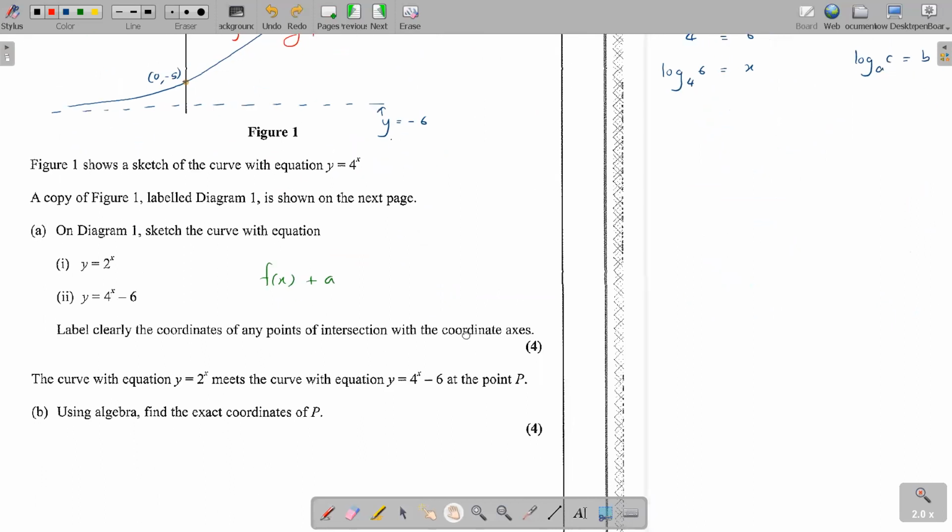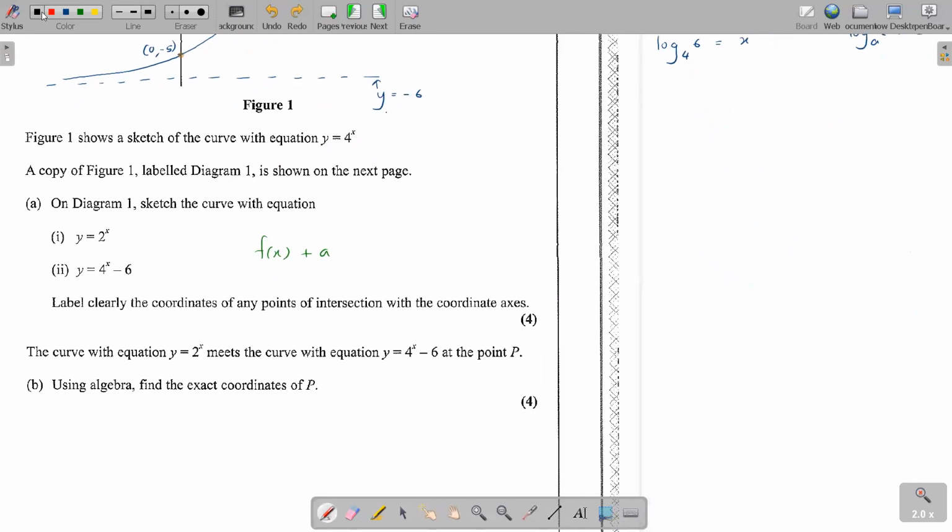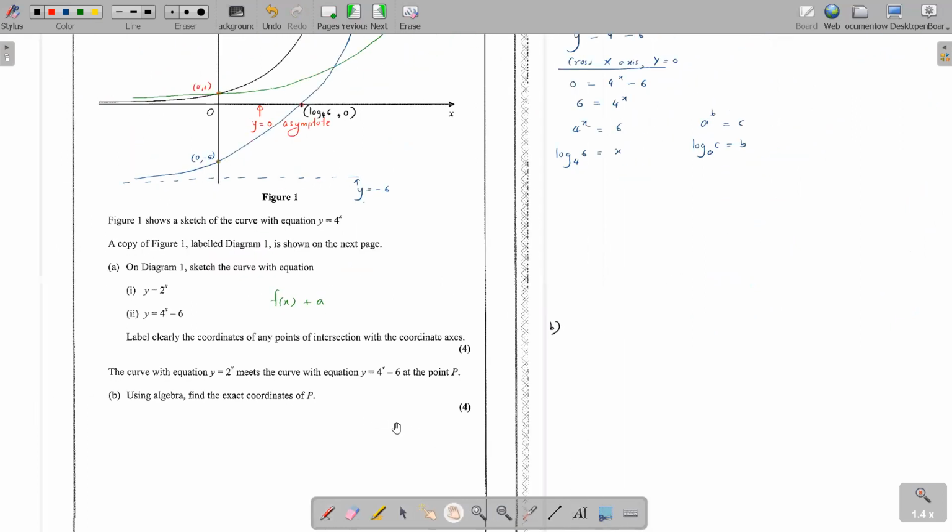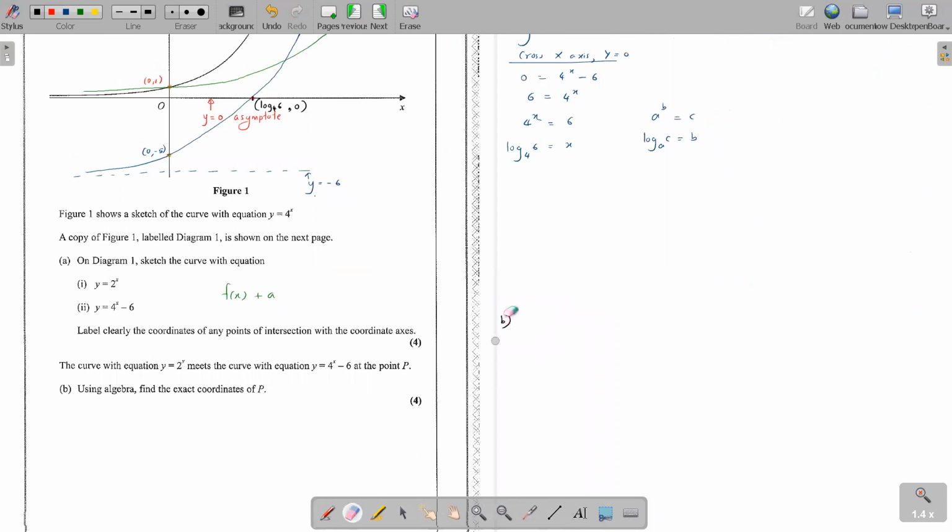So obviously, how do you find the place where two curves meet? When two curves meet, the method we use is we solve the two equations simultaneously, isn't it? So you need to solve the two equations simultaneously to find the place where the two curves meet. So y equals 2 to the power x meets y equals 4 to the power x minus 6. So let's equate them. 2 to the power x equals 4 to the power x minus 6.